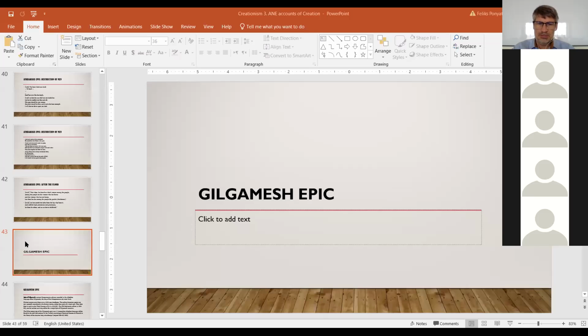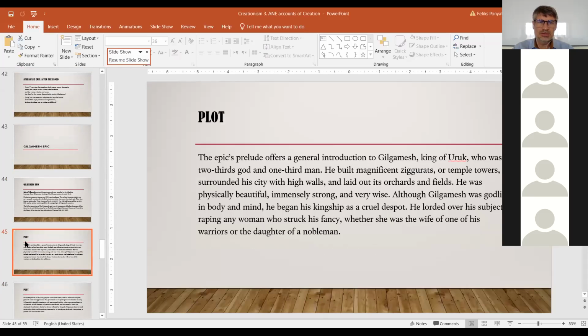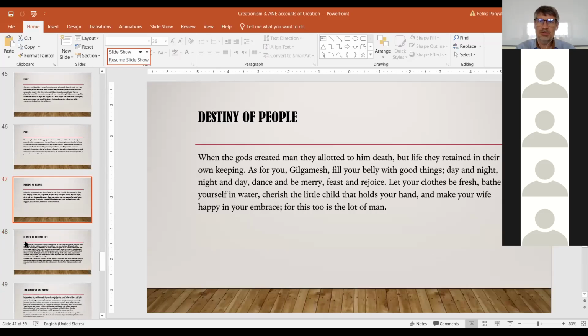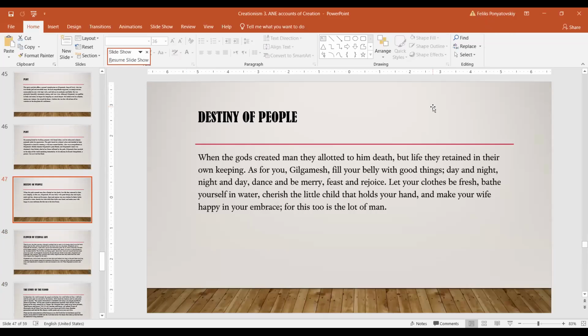Yeah, I will just skip some slides because the plot is not interesting for us. But here we can find some very interesting ideas.